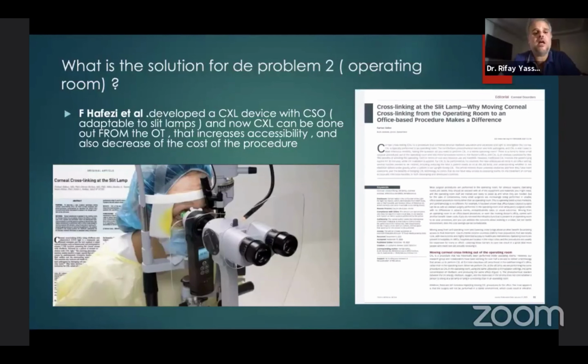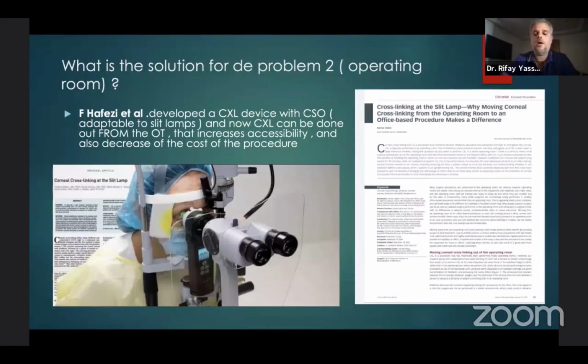So Farhad Hafizi has developed with his team a device which is adaptable to slit lamps, and you will not need a space, a clinic, to do this. You can just adjust the device on your slit lamp and do the cross-linking like this picture, with the courtesy of Farhad Hafizi, and we can resolve the problem of cross-linking and keratoconus in a lot of places in the world.